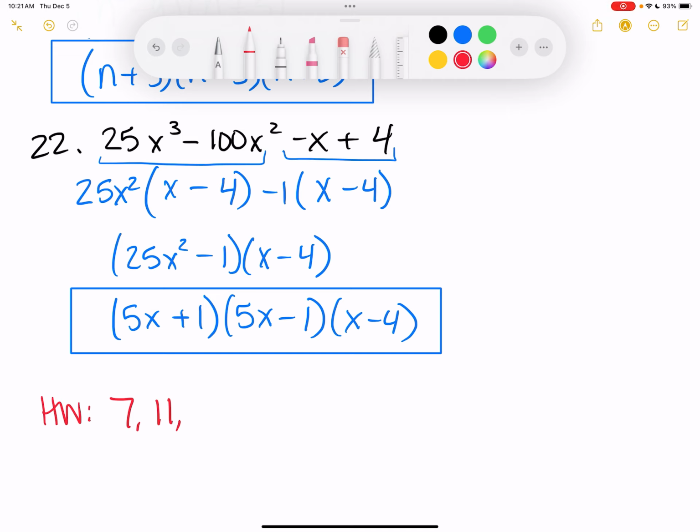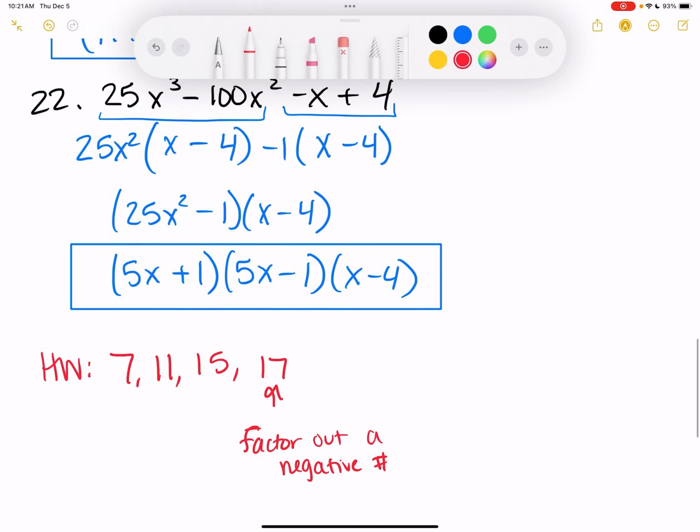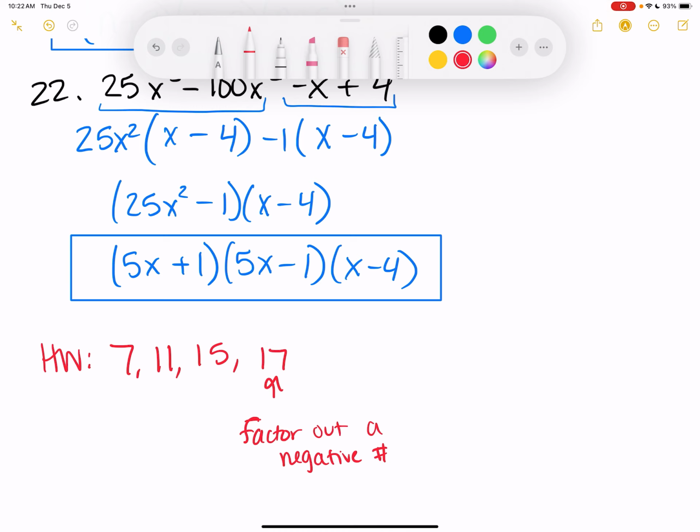Let's see, 11, 15. 17 is a little bit weird. I'm going to tell you, you're going to need to factor out a negative number, because it will end up being a difference of cubes. But the way that it's written at the moment is negative 5z cubed plus 320. So you're going to need to factor out a negative number to get it in the correct form for you to be able to do that problem. And then as far as the factor by grouping, let's do 21 and 23.